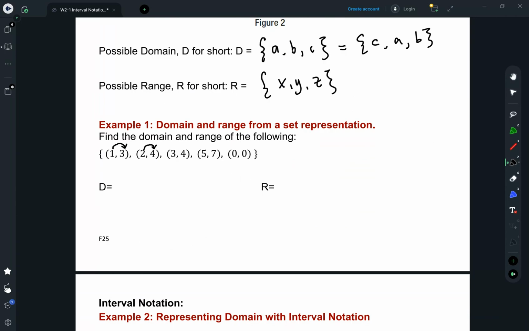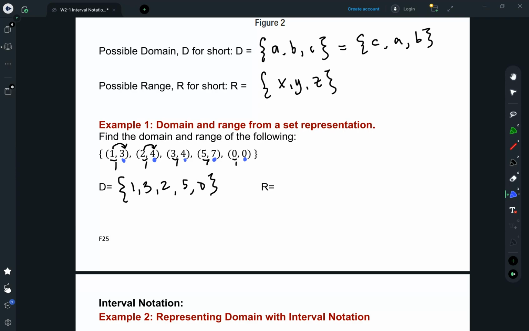So let's see if we can write down the domain. So the domain is going to be the set of all inputs. So that's 1, 2, 3, 5, and 0. So I'm just going to write 1, 3, it doesn't matter, 2, 5, and 0. Remember, order didn't matter, so I could put those in any order, and I accidentally wrote a 3 first, so there we go. As long as we have all these first values in the set, it's the set of the domain. And what is my range? Well, these are the output values, so I have 3, I have 4 again, I have 7, and I have 0.